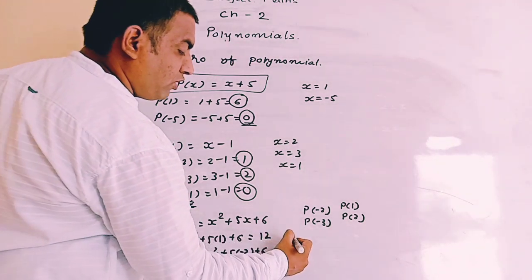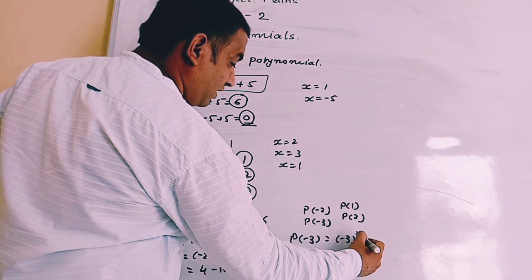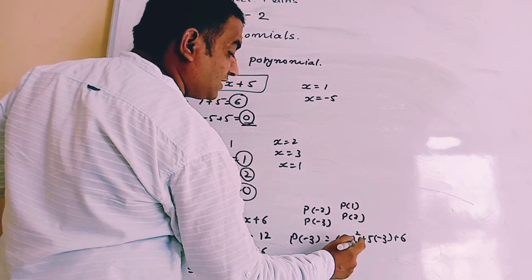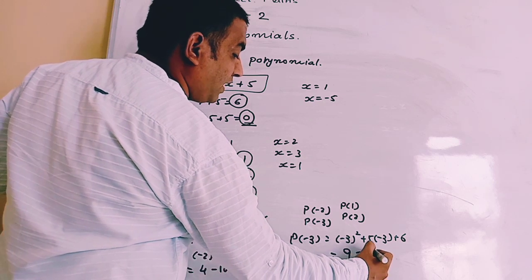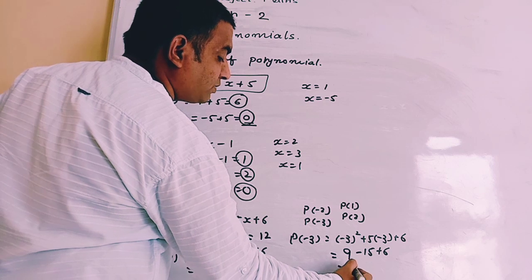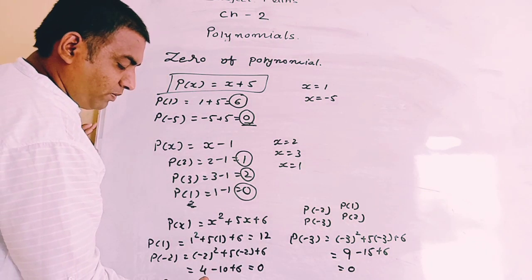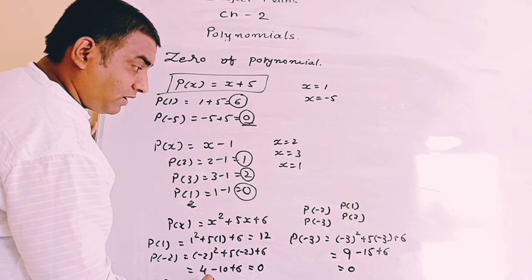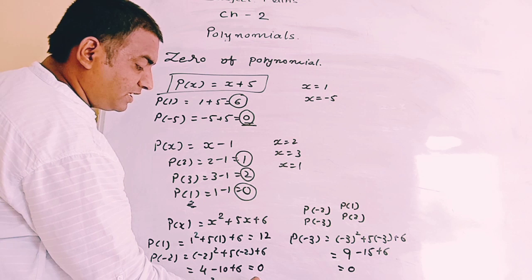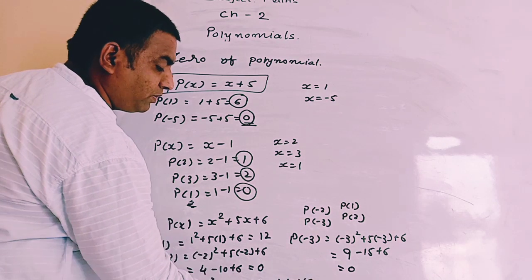Now if you find p(minus 3), then it will be minus 3 square plus 5 into minus 3 plus 6. So minus 3 square is 9, minus 15 plus 6. So 9 plus 6 is 15, 15 minus 15 is 0. If we calculate p(2), then it will be 2 square plus 5 into 2 plus 6. So 4 plus 10 plus 6, so it will be 20.